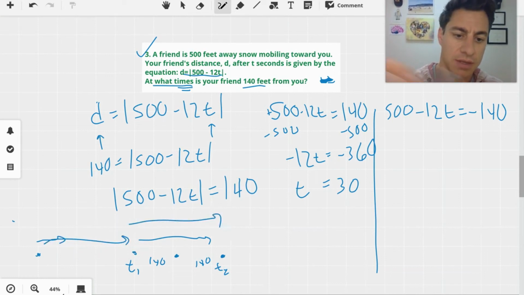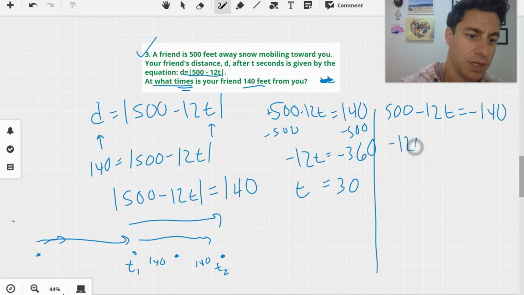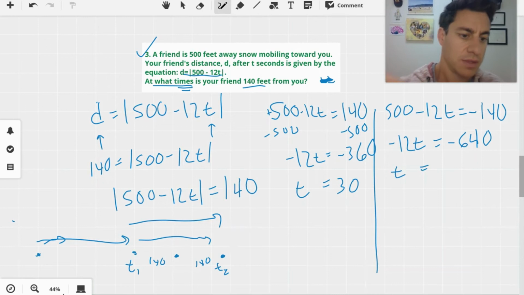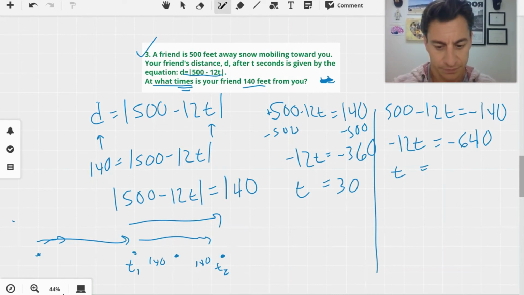And let's see what the other answer is. If we subtract 500 away here, we are going to have negative 640, and we're going to divide by negative 12. T equals 640 divided by 12.